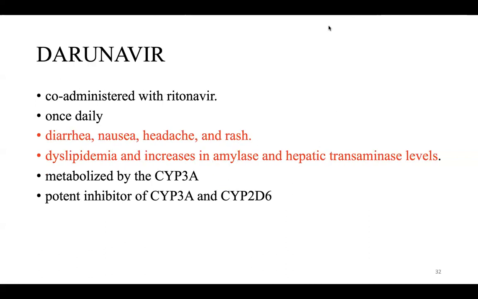Darunavir must be co-administered with ritonavir. Darunavir may be administered once daily in treatment-naive patients. Symptomatic adverse effects of darunavir include diarrhea, headache, nausea, and rash. Laboratory abnormalities include dyslipidemia and increases in amylase and hepatic transaminase levels.